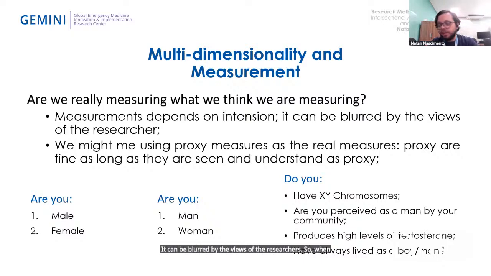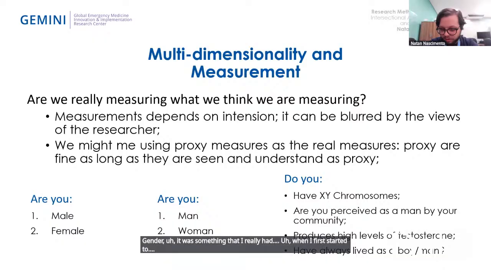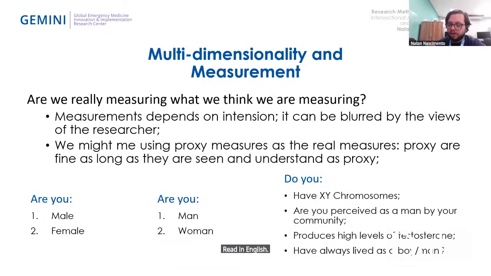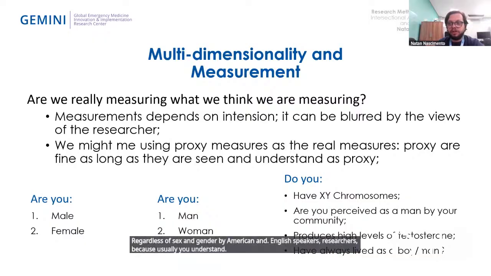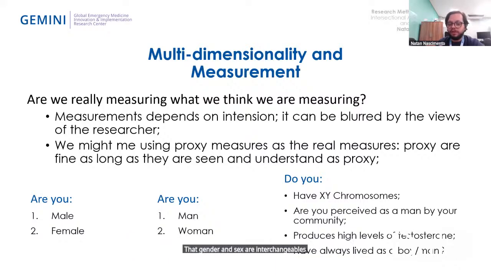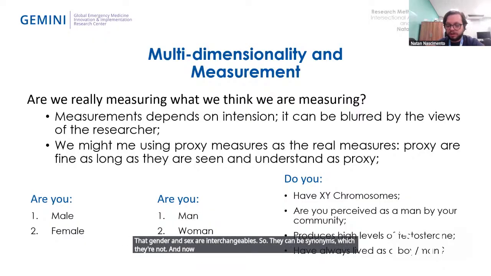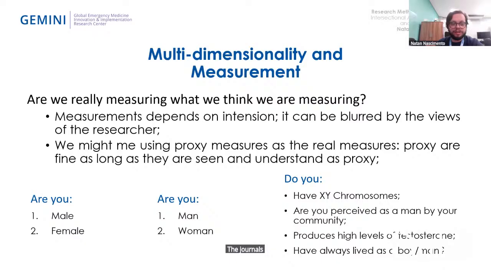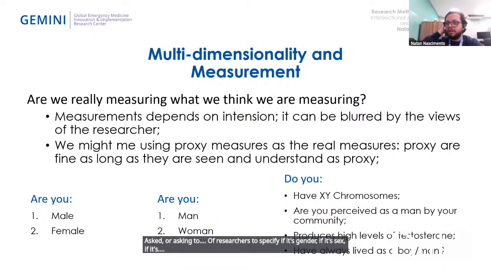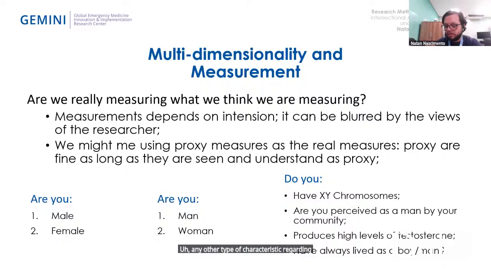So when we're talking about gender, it was something that I really noticed when I first started to read papers and articles in English. I would sometimes see confusion regarding sex and gender by American and English-speaking researchers, because usually people understand that gender and sex are interchangeable, so they can be synonyms, which they're not. And now we have more understanding of that, and journals are now more frequently asking researchers to specify if it's gender, if it's sex, if it's any other type of characteristic.